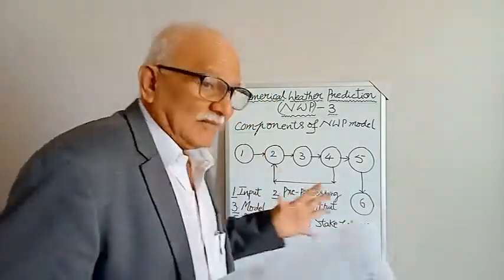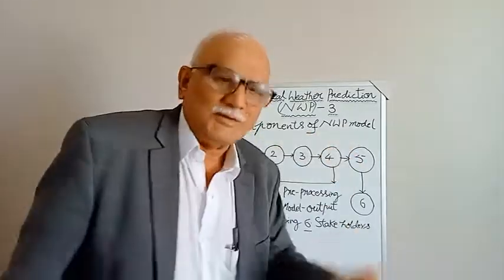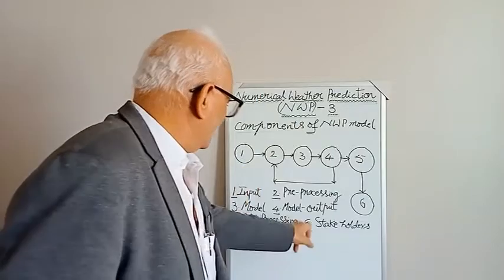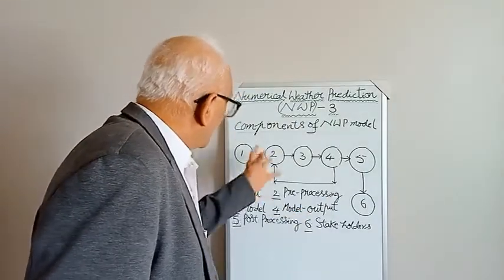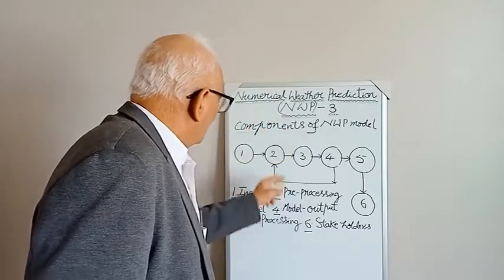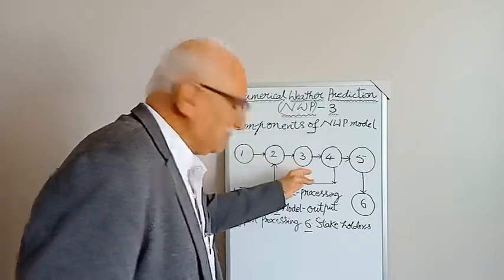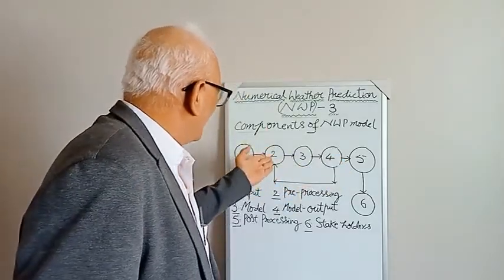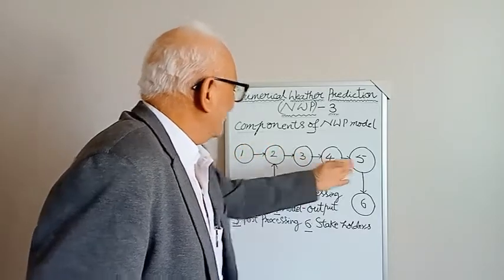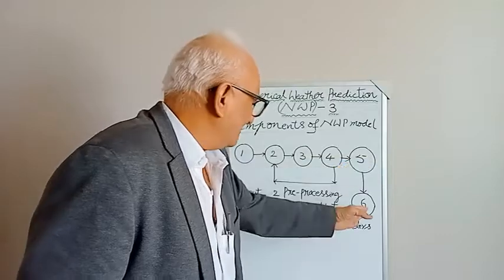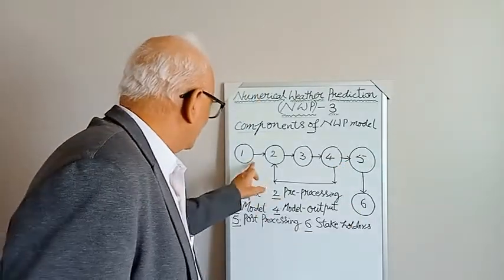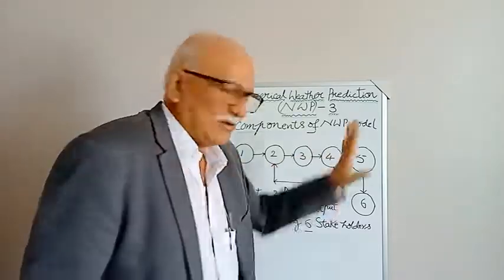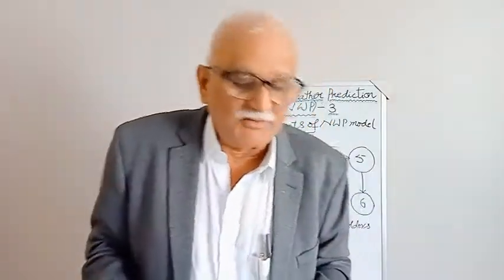Now let us discuss the main aspect of today's class, the components of a numerical weather prediction model. What are the components? Number one, there is a need for an input. From the input you get the output, the fourth one, model output. From the input, pre-processing is required, and there is a need for a model. So there is an input and an output, one and four. There is pre-processing, there is a model, and finally we get the post-processed output, which goes to the stakeholder. Input, pre-processing, model output, post-processing, stakeholder. These are the components of a numerical weather prediction model.